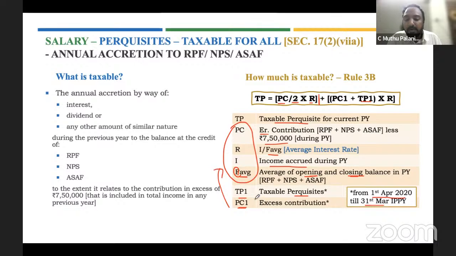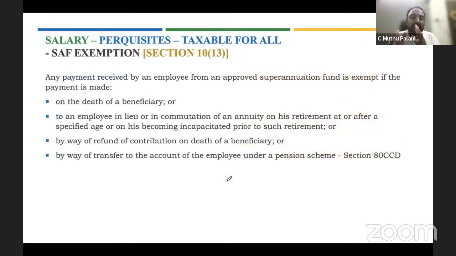And what about TP1? I calculate this taxable perquisite. So now I apply this for the earlier year. I calculate PC1. I calculate TP1 using this formula. So I apply that and get it for the previous year. I apply the current rate. So now I get the old year's accretion and the current year's accretion. If I add these two, I get the perquisite. So this is basically my total taxable perquisite.